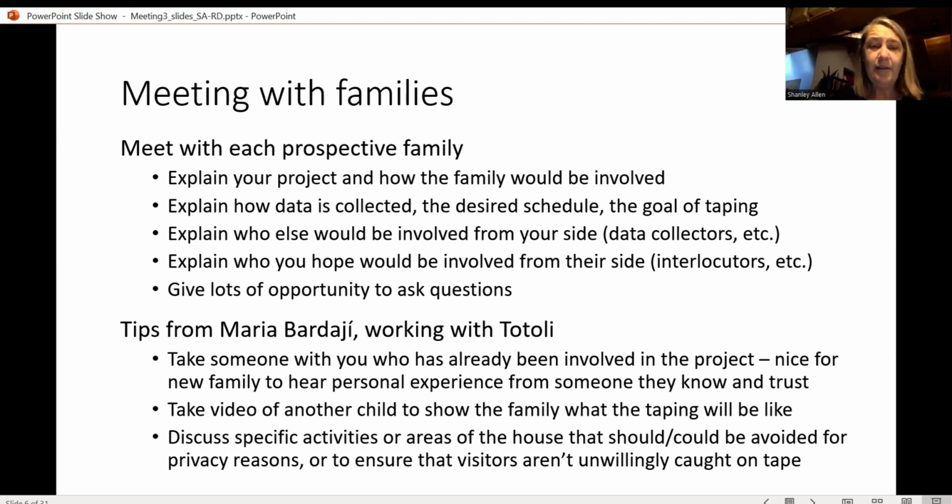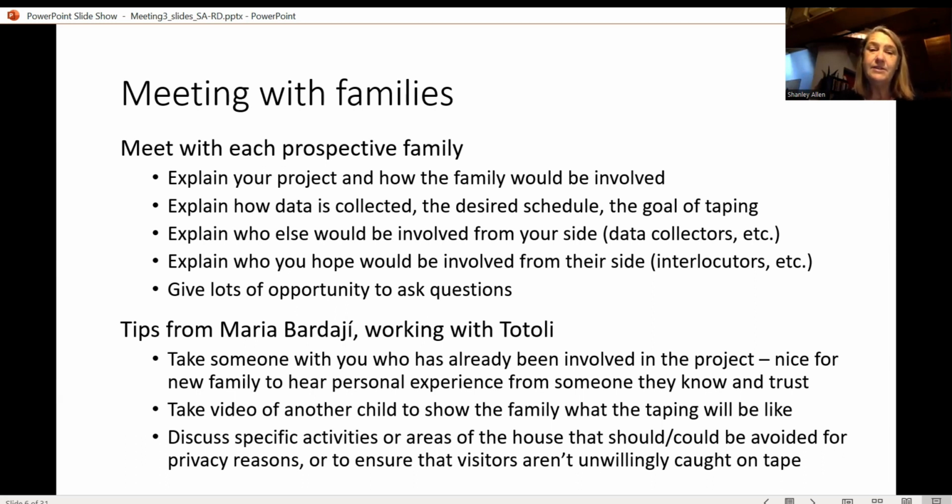And then I have here a few tips from Maria Bardaggi, who I see has joined us today. So that's great. So you can say more about this. One is take someone with you who's already been involved in the project, because it's really nice for a new family to hear personal experience from someone that they know and trust in the community, so they can talk about what it's been like for them and what was a surprise or what was expected or what the other person should be thinking of.